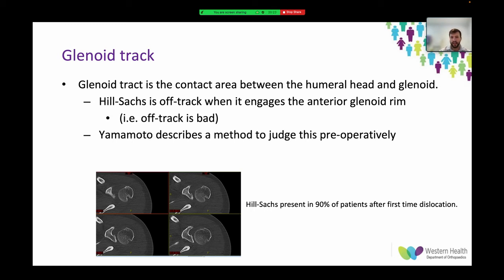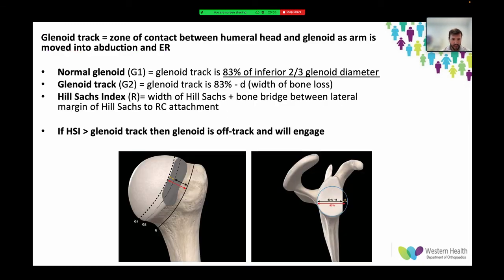However, now the preference would be to try and preoperatively estimate whether or not this will be an on-track or off-track lesion and whether it needs to be addressed ahead of time. And Yamamoto described a method to judge this preoperatively. When you first see this formula and try and figure this out, especially for the juniors, it can be a bit confusing to remember and to understand.